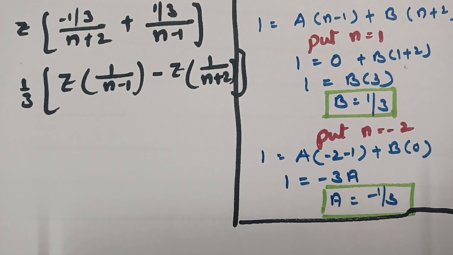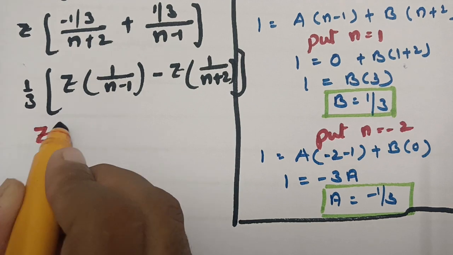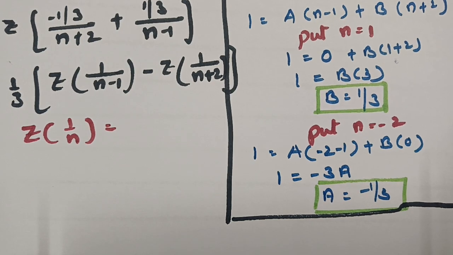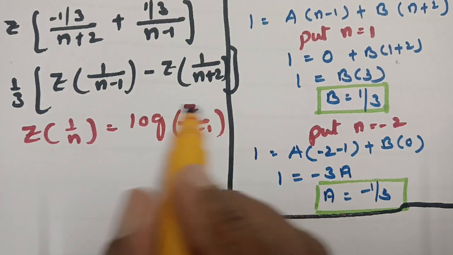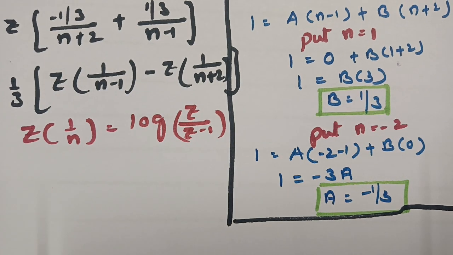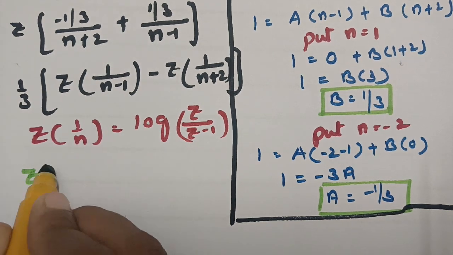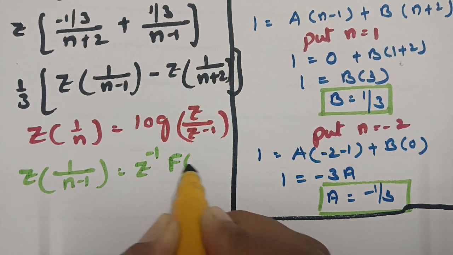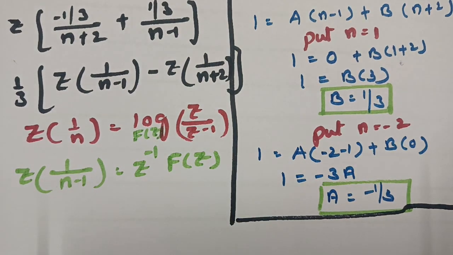Now we need the shifting theorem. According to some standard functions, we have Z transform of 1 by n as log of z by (z minus 1). Here n is shifted towards the right side by 1 unit. So what is the formula for shifting? For shifting we have the formula: Z transform of 1 by (n minus 1) is equal to z inverse into capital F of z, and this value is nothing but f of z.